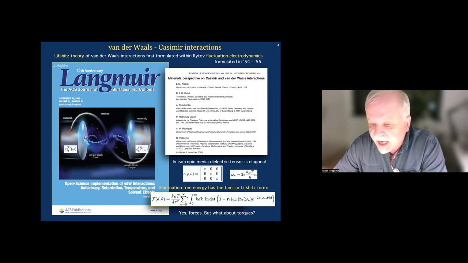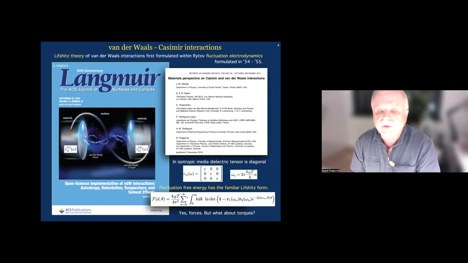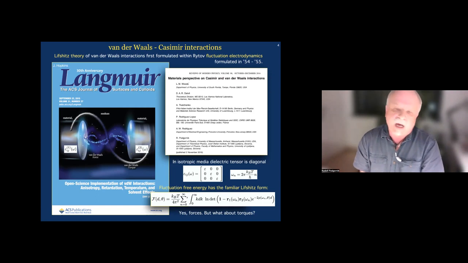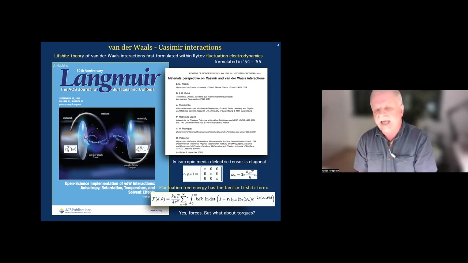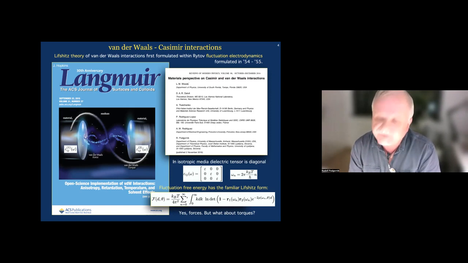Fluctuation-free energy, I have it in the familiar Lifshitz form, and it gives you the interaction. And from the interaction, of course, you will get the force between either molecules or macromolecular aggregates or macroscopic bodies, actually. So that much about forces from the Lifshitz theory.